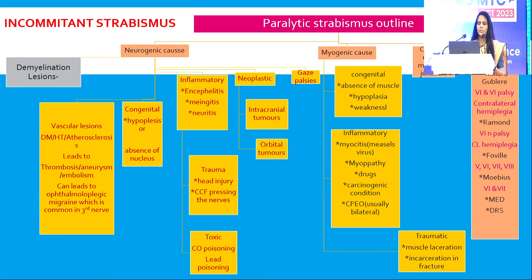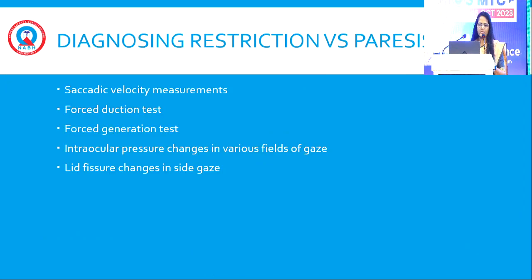If we look into paralytic strabismus, we have to know where the cause is lying. There can be a neurological cause, a myogenic cause, a cause at the neuromuscular junction, or certain syndromes like Millard-Gubler syndrome, Foville syndrome, Mobius, and of course DRS.